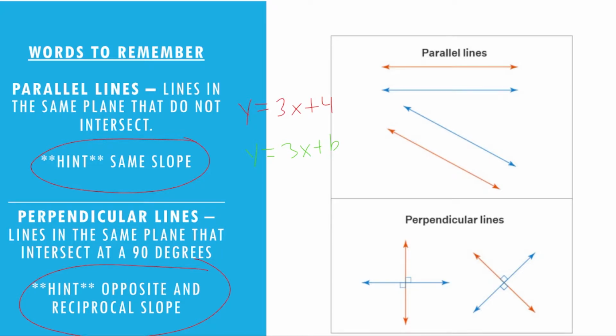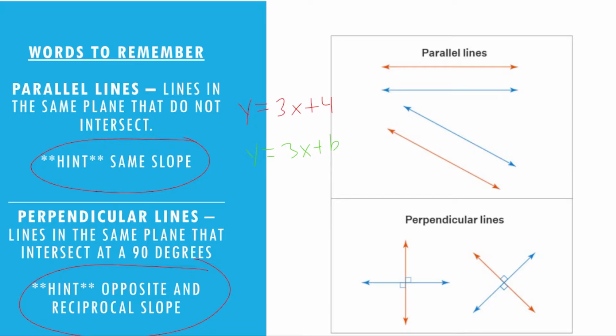Well, what if it was perpendicular? What would it be if it was perpendicular to y equals 3x plus 4? Well, we've got to remember, what does opposite and reciprocal mean? In case you forget, opposite means opposite sign. So if it's negative, it becomes positive, positive becomes negative. Reciprocal means that you're going to flip the fraction.